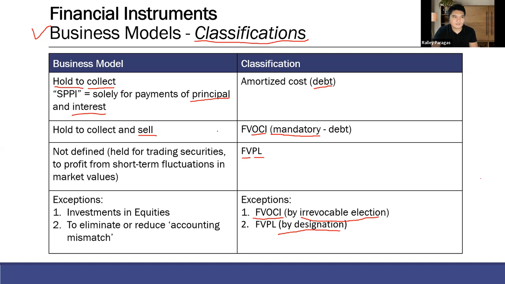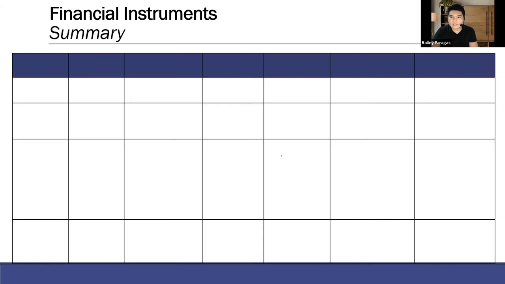Okay, so yan yung mga classifications natin. Let's recap. So meron tayong amortized cost, meron tayong FVOCI, meron tayong FVPL. Okay, so ano nga ba, sir, yung accounting implications nitong mga classifications na to? Let's take a look. So in here, we are trying to present a summary of those classifications as well as accounting implications. So tignan natin yung classification, tignan natin saan ba nire-recognize yung mga changes in fair value, etc.